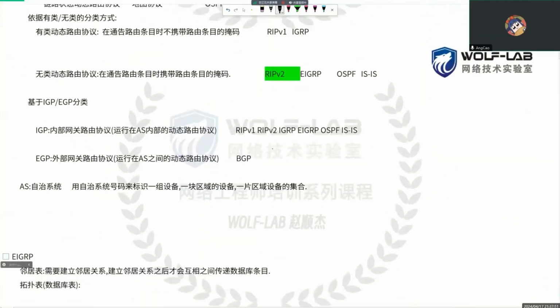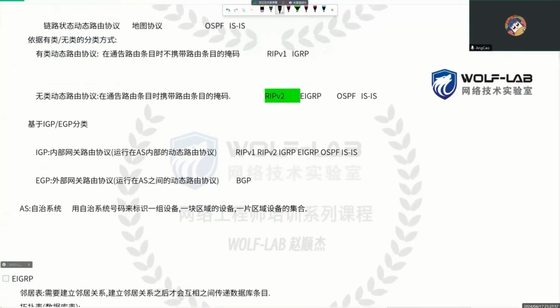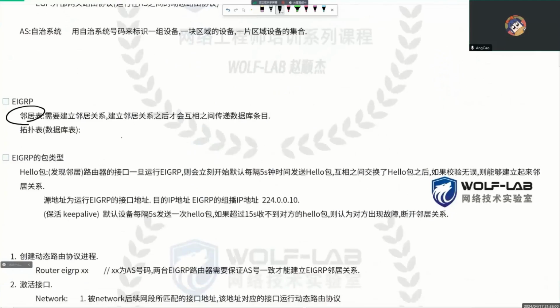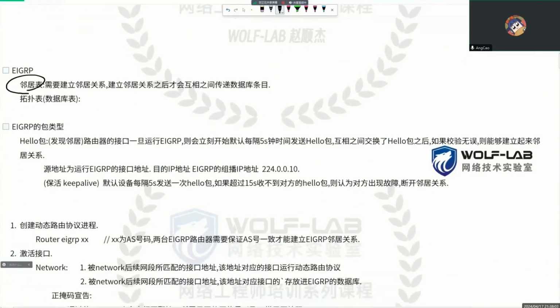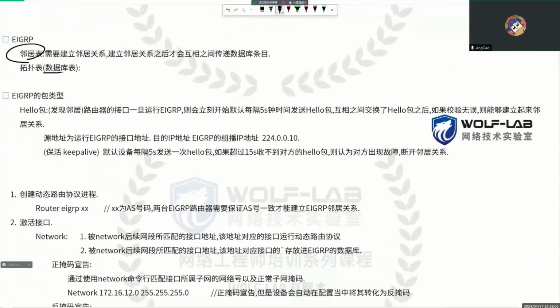This EIGRP protocol needs to establish a neighbor table, needs to establish a neighbor relationship, to be able to exchange data and entries. When establishing a neighbor, it needs to send a hello first, that is, send to each other every 5 seconds. After sending, it directly receives the hello packet from the other side. They recognize each other. That is, I found out you are my neighbor. In this way, the neighbor is found.